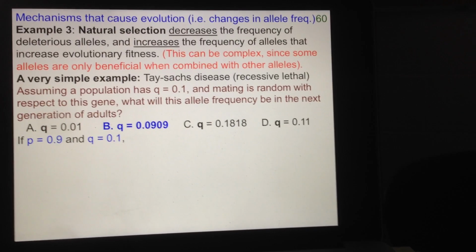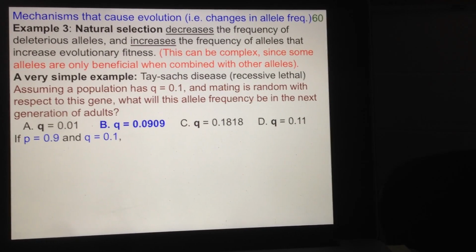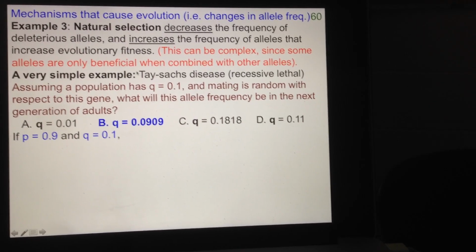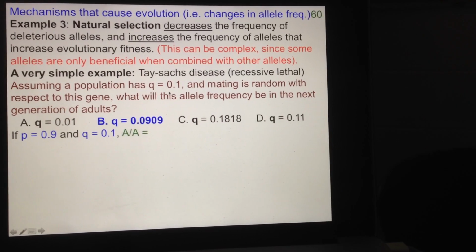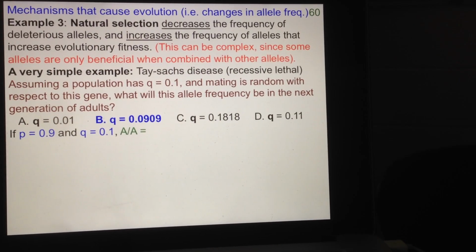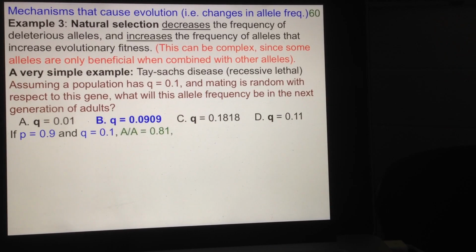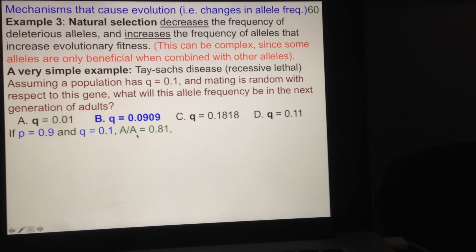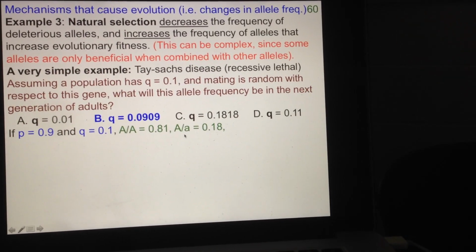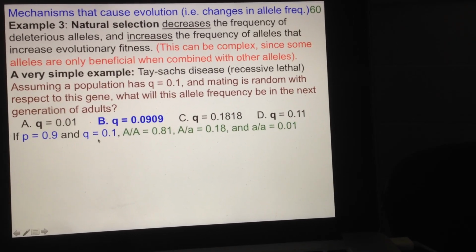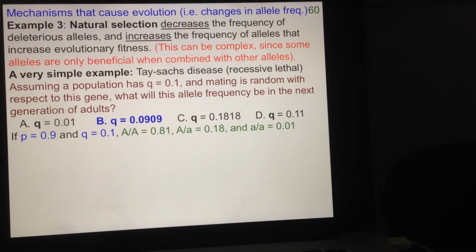All right, so let's start off with p being 0.9 and q being 0.1, based off of the q value given in the question. Because there's random mating, and when you see the words random mating, that means you can use your p squared, q squared stuff. So the frequency of big A is 0.9 times 0.9, which is 0.81. Your heterozygotes would be 2 times 0.9 times 0.1, which is 0.18. And then your small a would be just q squared.